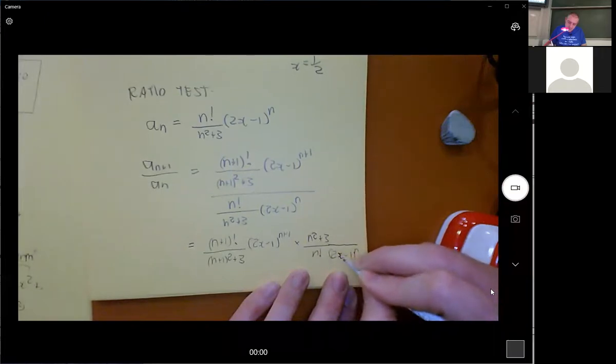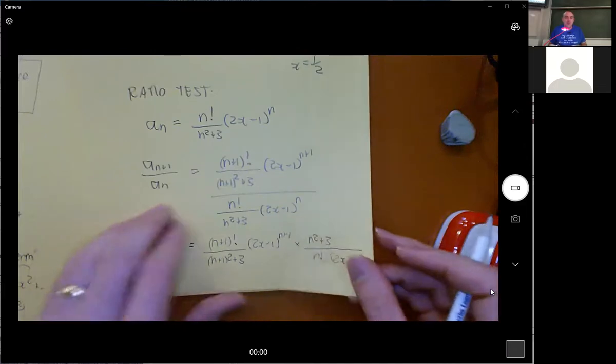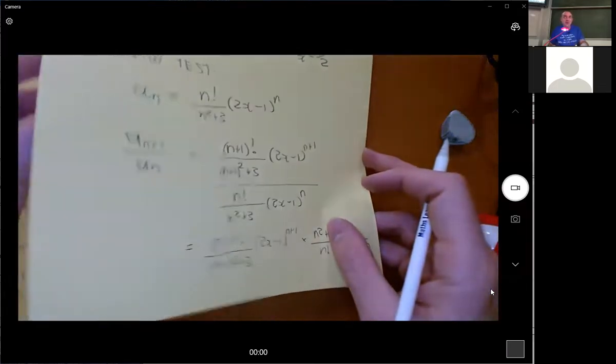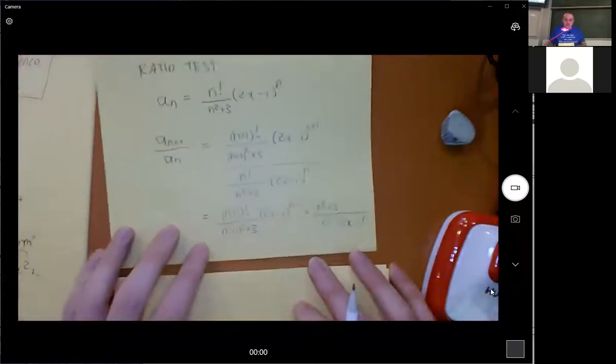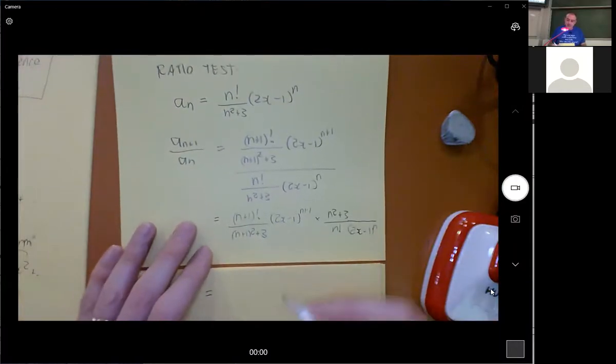So it's totally okay to skip this step. But if you find that you make mistakes when you do that, then it's also okay not to skip that step. And so I can rearrange this now.